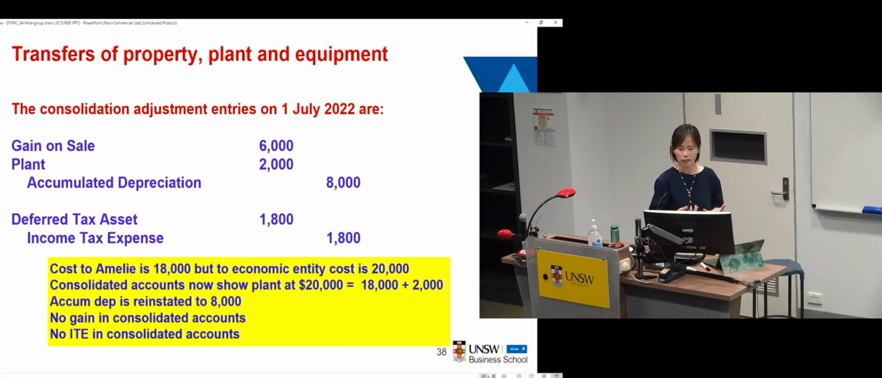But we should consider the worksheet entry at the reporting date, which is on 30 June 22. Okay. Now let's take a short break, and you think about what our worksheet entry is at the reporting date. Is there any additional entry required? Most likely, because plant is a depreciable item, right? So we have to consider depreciation adjustment. Okay. Now let's take a 10 minute break, and after that, we are going to continue our discussion of this part, okay?